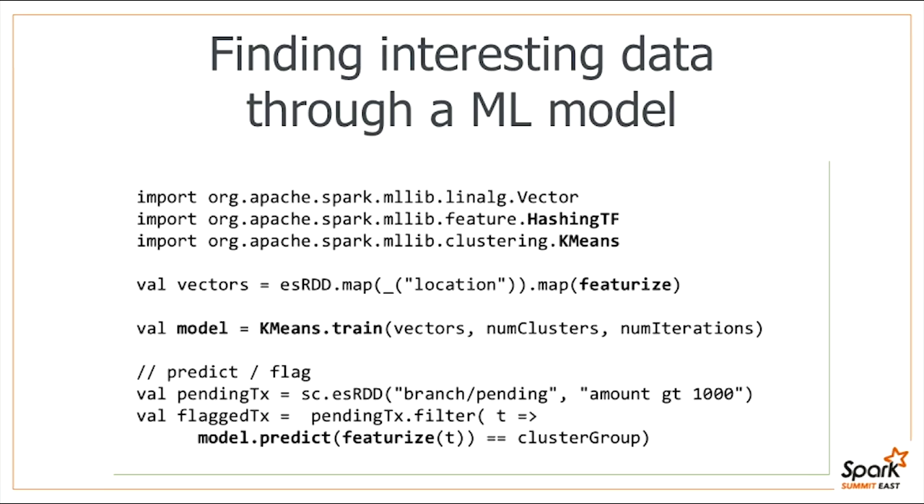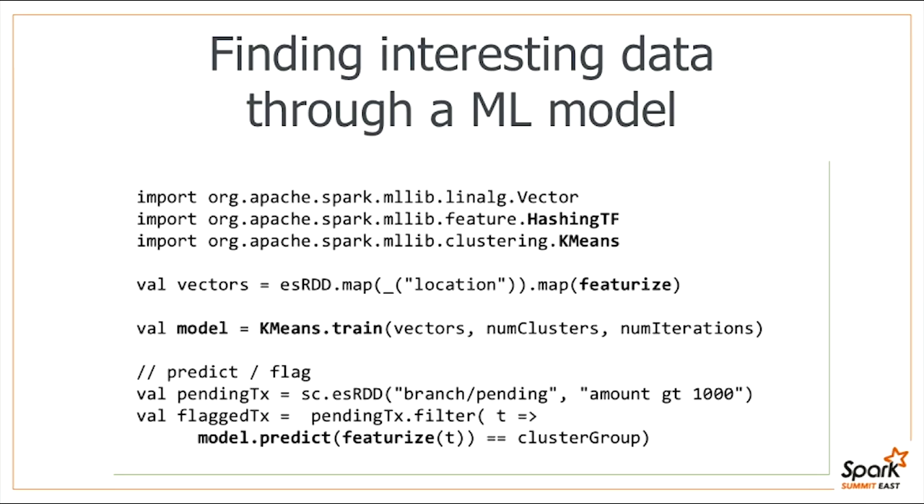Now, if you break it down, what you do is you have this hashing TF, which stands for hashing term frequency. So you can take the data, for example, in Elasticsearch, you can break it down by location, and you do what is called a featurize, which literally means I have this data I have to represent in one way or the other. Now that I have the featurize function, I can just pull it into the k-means model, train, create the actual model, and then with the model, I can react to the data.